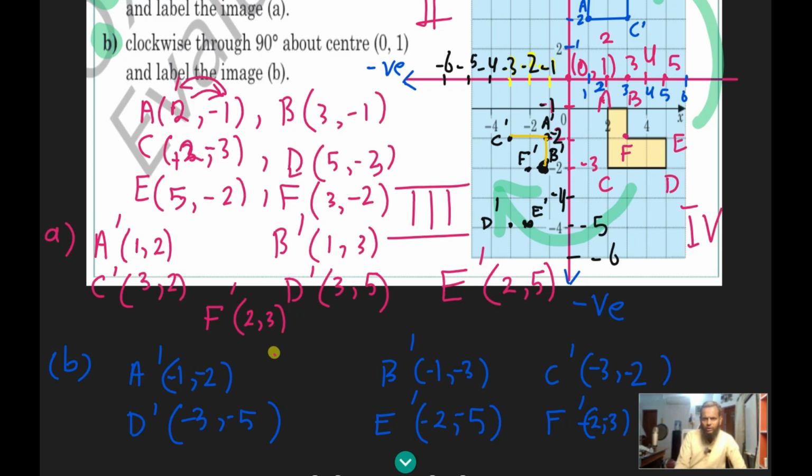C is joined with D. I am joining C with D, and D is joined with E. Okay. E is joined with F. F is joined with B. This is our new shape. Okay.